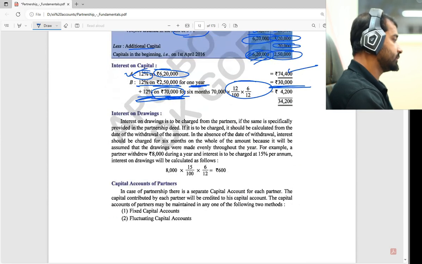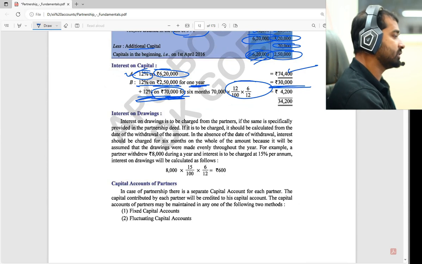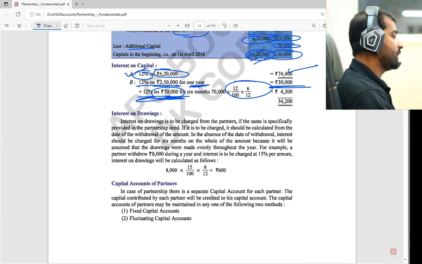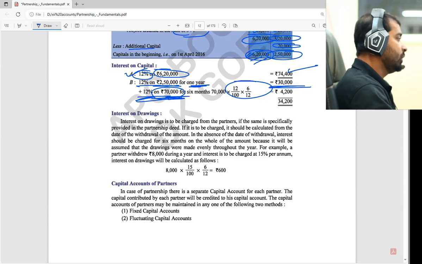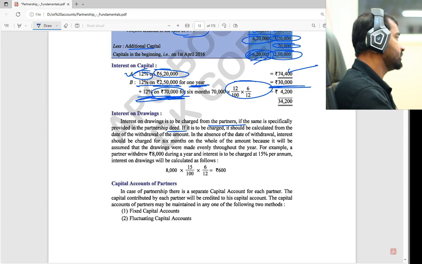Interest on drawings. Last day we saw one or two formulas regarding this. Let's see how we calculate interest on drawings here as per the question. Interest on drawings is to be charged from the partners as specially provided in the partnership deed, right? So if it is provided in the partnership deed, as per that we will calculate.